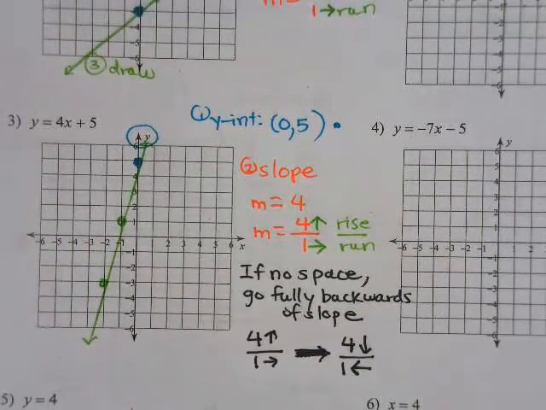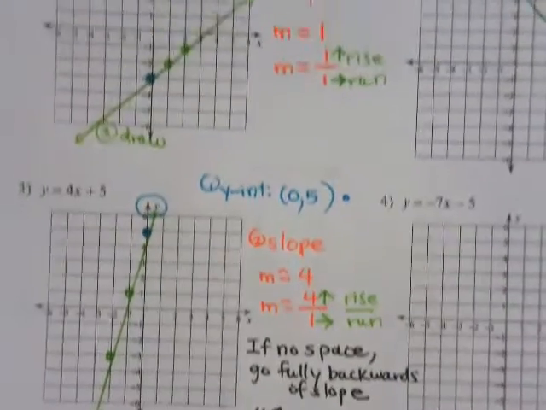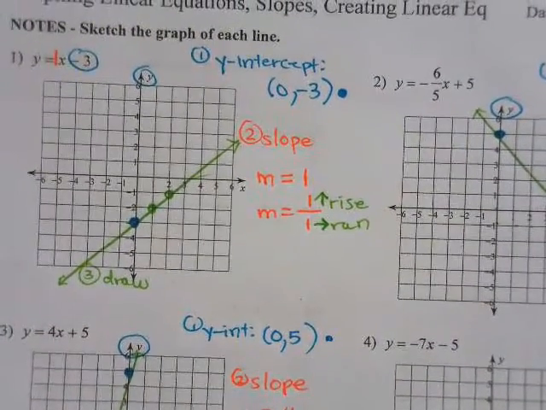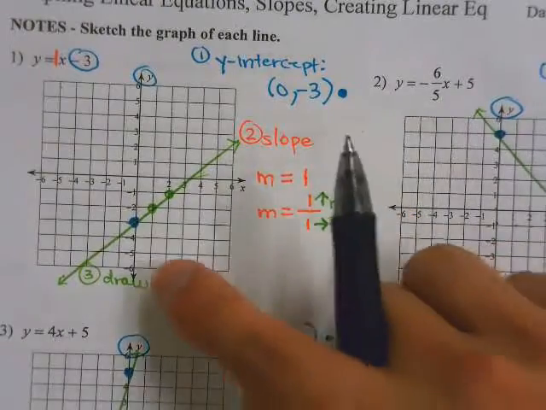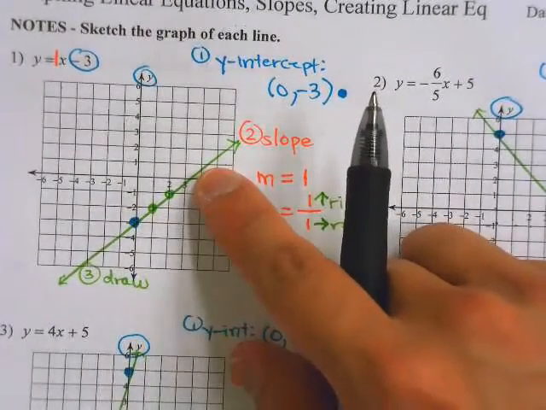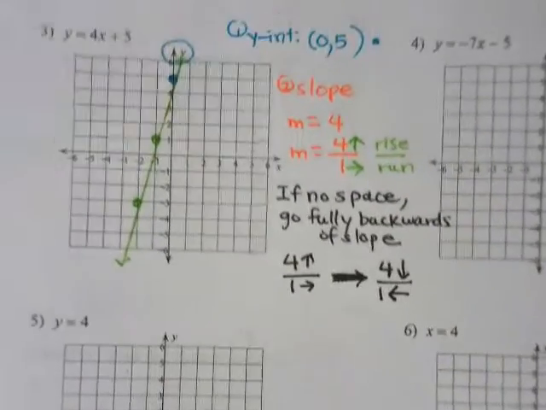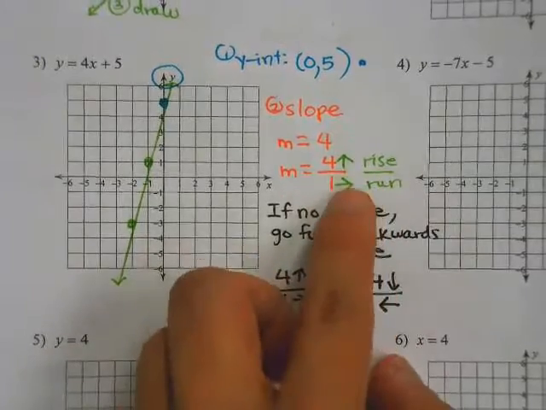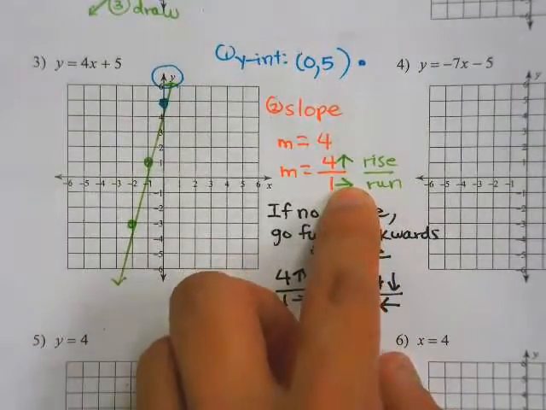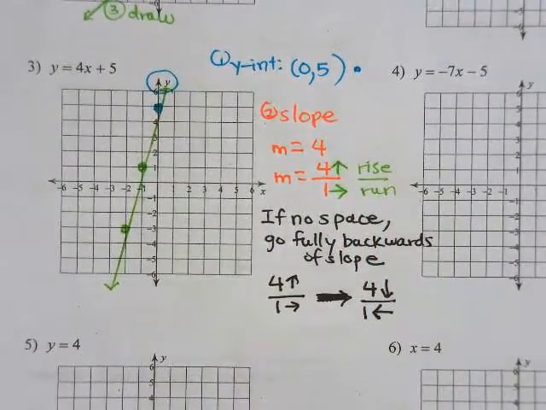So again, before we move on, I'm going to go back to numbers 1 and 2. Numbers 1 and 2, we didn't have to go fully backwards. Why is that? Because we got room. We got room to do it the normal way. And we did it the normal way. The only time you're going to go fully backwards is when you don't have room to do it the normal way. 4 up, 1 to the right. So we're going to do it one more time on number 4.